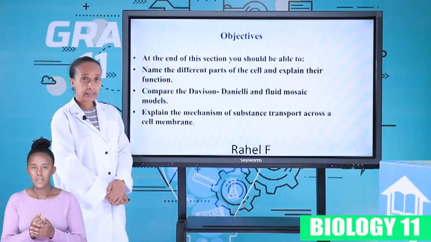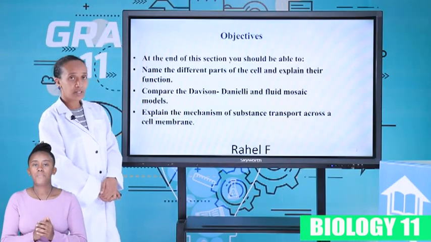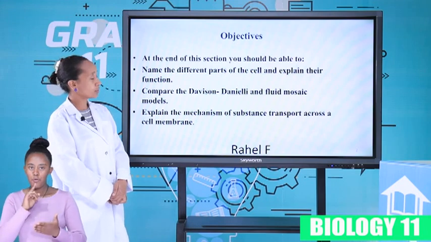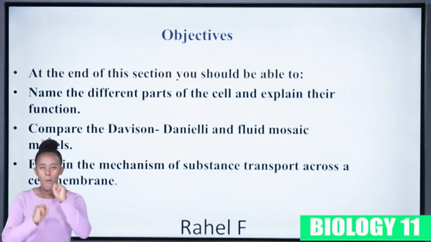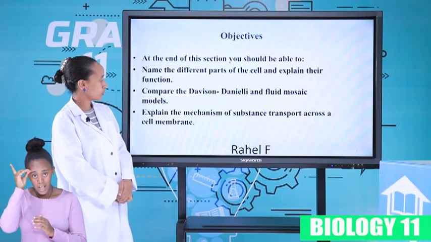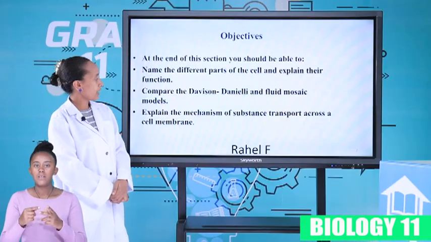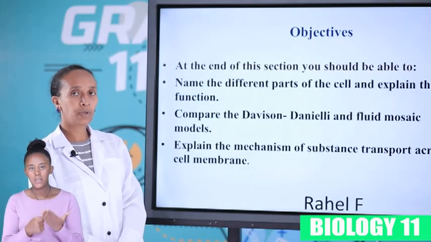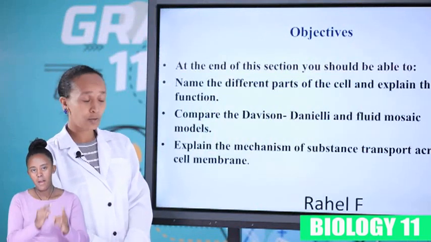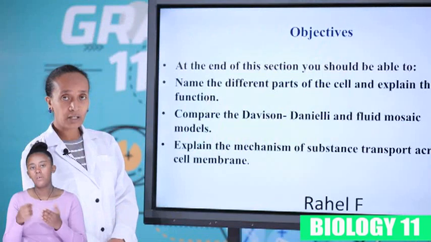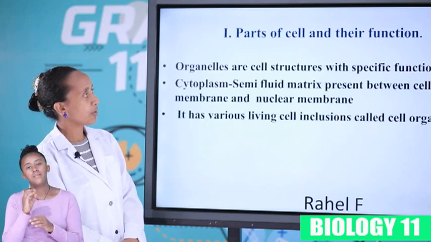Students, after you have studied this topic, you have to name the different parts of cell and explain their function. The second one is compare the Davson-Danieli and fluid mosaic model. At the end of this section, you should be able to compare these two membrane models. And the third one is explain the mechanism of substance transport across a cell membrane. So these three are important points that you have to remember.